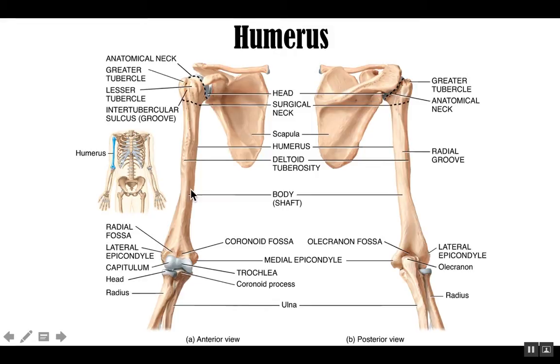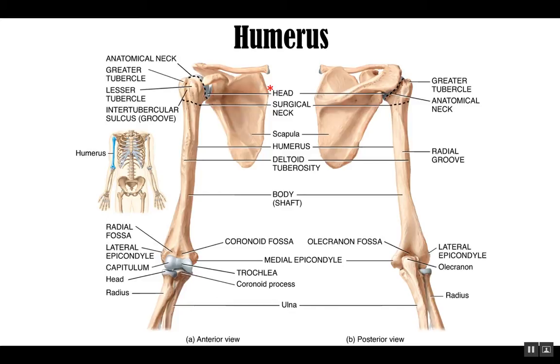At the proximal end, the structure that forms the ball and socket joint, known as the shoulder joint or glenohumeral joint, is the head. The head of the humerus is a rounded, smooth surface with articular cartilage, necessary to form a nice ball and socket joint.